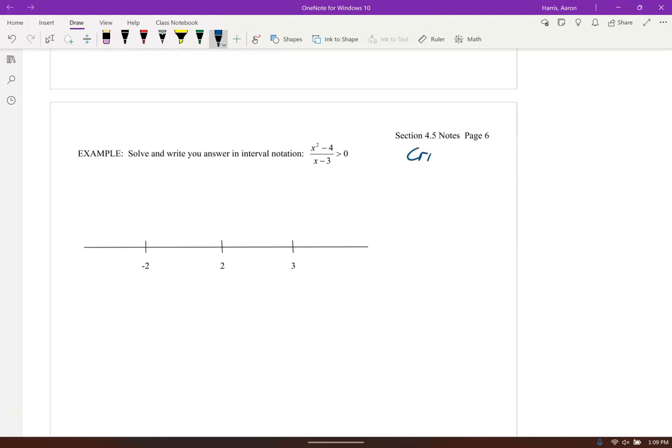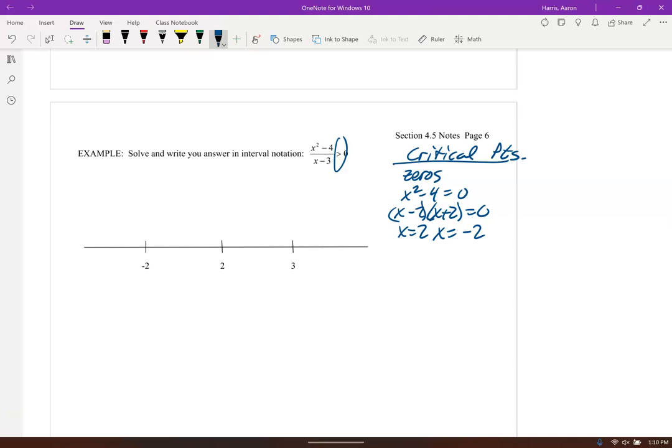All right, let's do our critical points first on this. It'll be our zeros. The zeros come from the numerator. So 2, negative 2. So notice I have 2 and negative 2. And you got to decide if that'll include them, but notice it's greater than 0. So if you check either 2 or negative 2, what you'll get is 0. Is 0 greater than 0? No. So you can't include either of those because it's a strictly greater than.